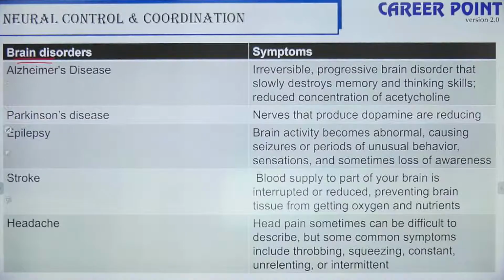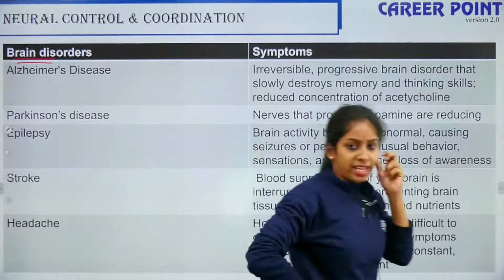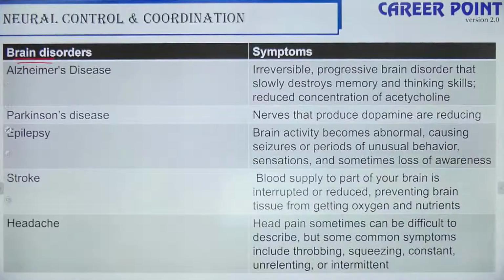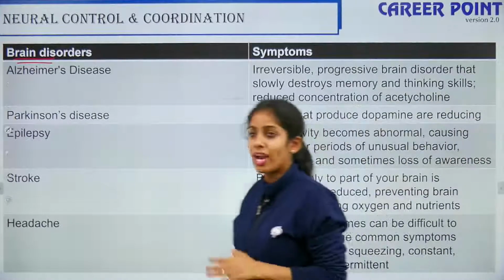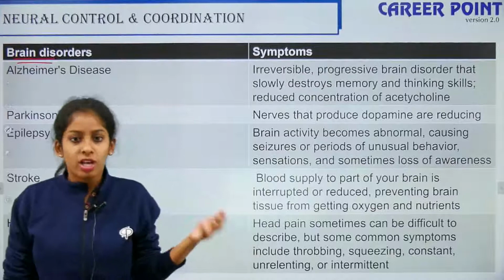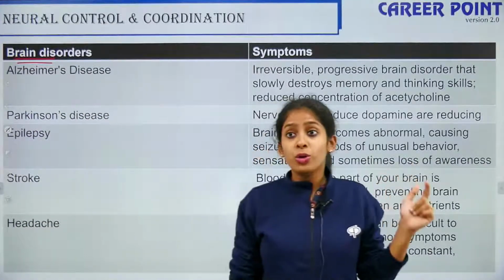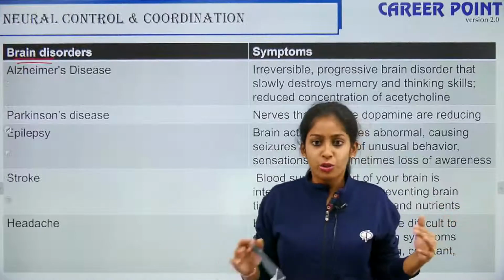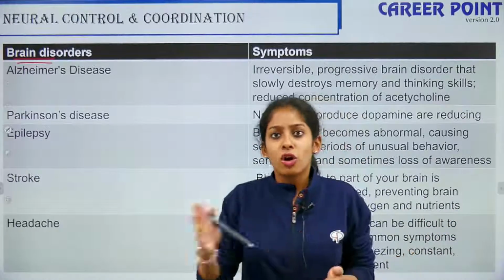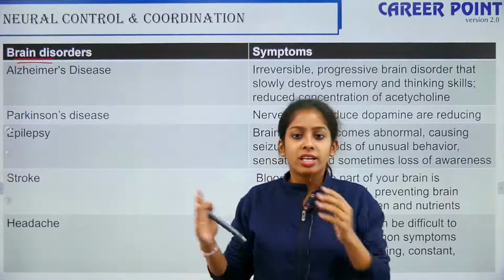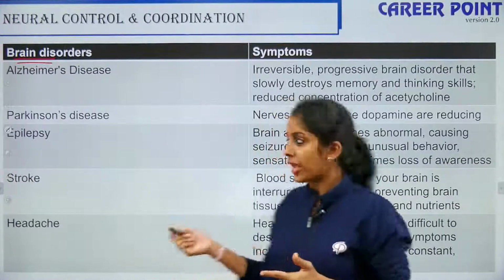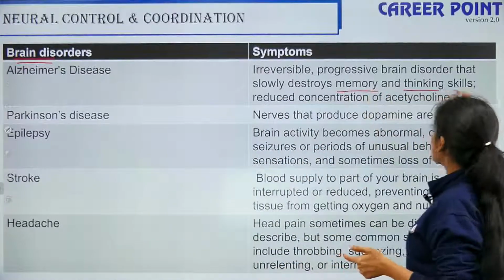Alzheimer's is an irreversible progressive brain disorder that slowly destroys memory and thinking skills. In Alzheimer's, you will not have memory. You will not know where you kept the keys, where you kept this bottle, where you kept the note. And your thinking skills reduce. You will not know how to wear a watch. You forget suddenly, all of a sudden. For all these years, you know how to wear a watch, and suddenly you will not know how to tie up a watch. So you will lose memory as well as thinking skills.